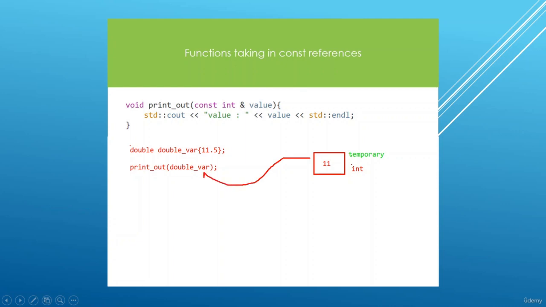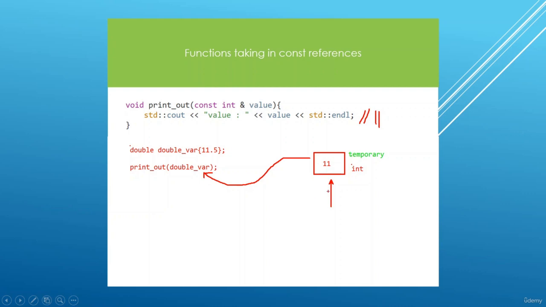It's going to pass a reference to this temporary. Once we get inside, we're going to print whatever value is stored inside, and we're going to get an 11 printed out here. This is how the compiler works. But notice that the compiler is going to set up a separate temporary variable to store our transformation from double to int here, and this is key. This is really going to work because we are not trying to modify this reference here.